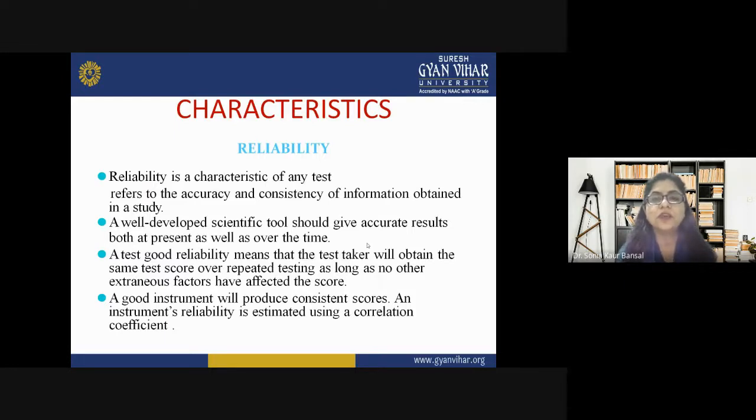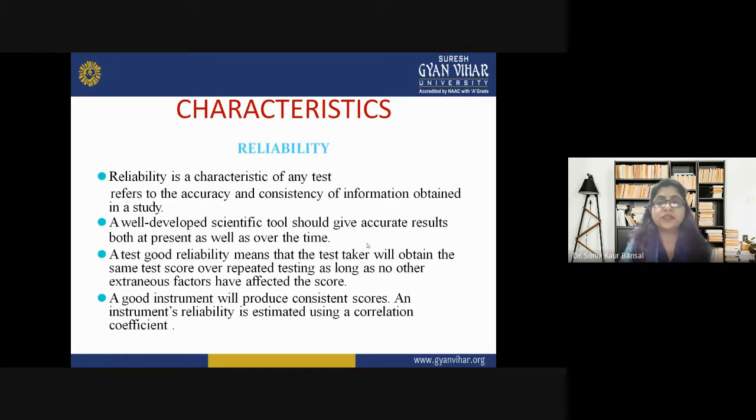It is giving you a reliable score, or it is not being affected by time. So a well-developed scientific tool should give accurate results both at present as well as over time. Whenever it is taken, it will give you accurate results all the time. So this is the main characteristic of reliability, that it is full of accuracy as well as consistency.